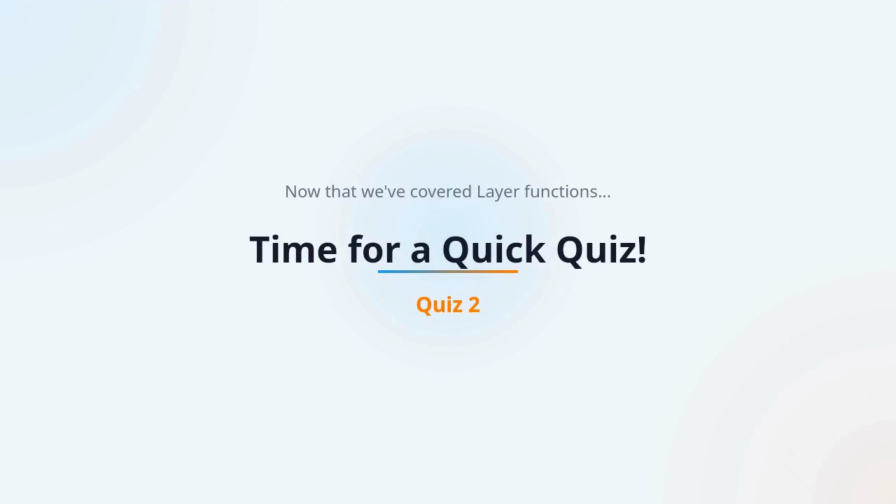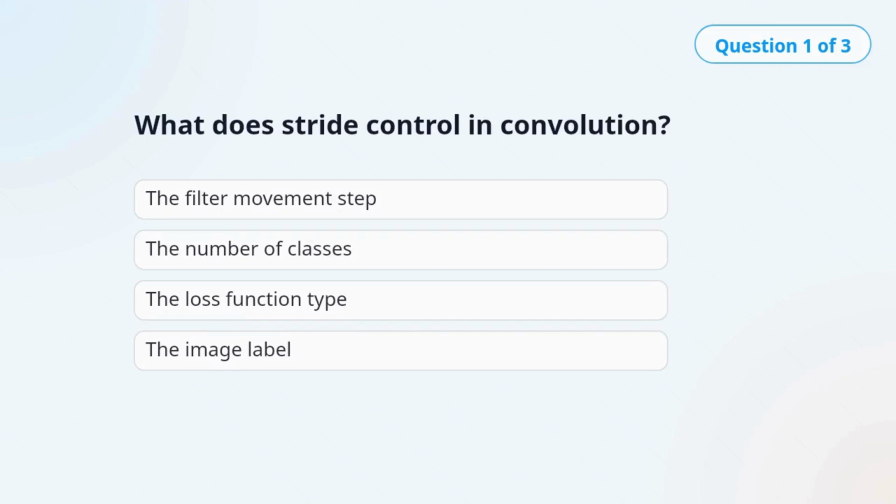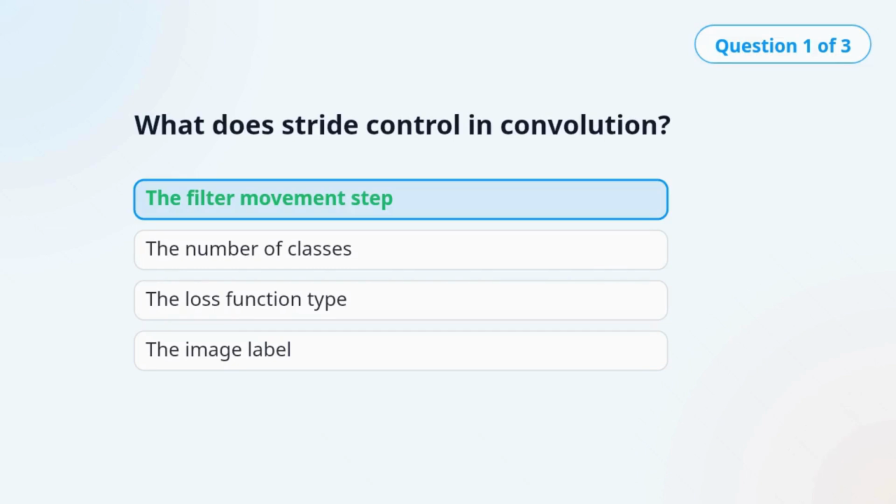Here's quiz number 2. See if you can get it right. Question 1. What does stride control in convolution? The correct answer is the filter movement step. Stride tells us how far the filter moves across the input each time.